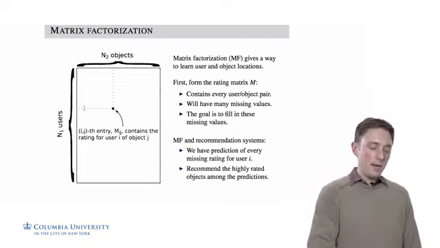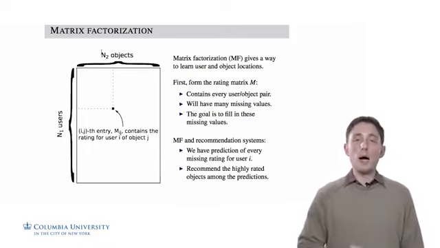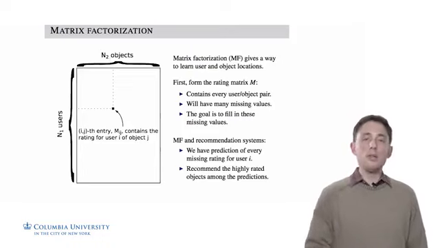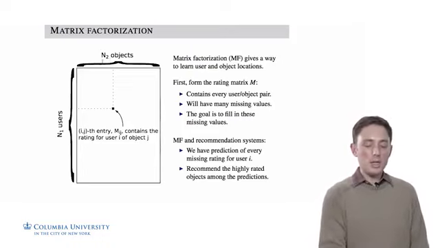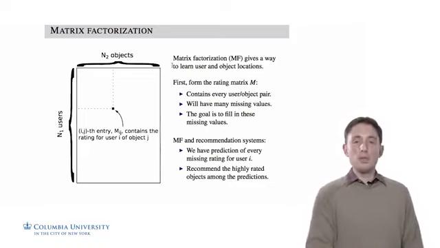So imagine that we have n1 users. In that case, we will have n1 rows in our matrix. And imagine that we have n2 objects. So they could be movies or books or what have you. We have n2 objects. Each object now has a column, and so we have n2 columns in our matrix. We'll call this matrix M.